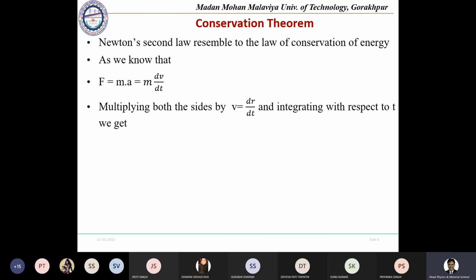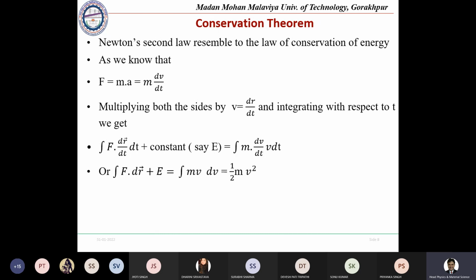Multiplying both the sides by v is equal to dr upon dt, and integrating it with respect to t, we get obviously F dot dr upon dt, and we are integrating it with respect to t, plus a constant of integration we are taking here, say that is E. Then this is equal to m times dv upon dt into v times dt. ये कैसे आ गया भाई? ये मल्टीप्लाई करने के बाद जो dr upon dt है उसको हमने v लिख दिया यहाँ पर, और t के सापेक्ष इसका इंटीग्रेशन हो रहा है. That's why we are writing this equation. Now we can write it as the integral over F dr, क्योंकि dt एक दूसरे को बैलेंस करेंगे.